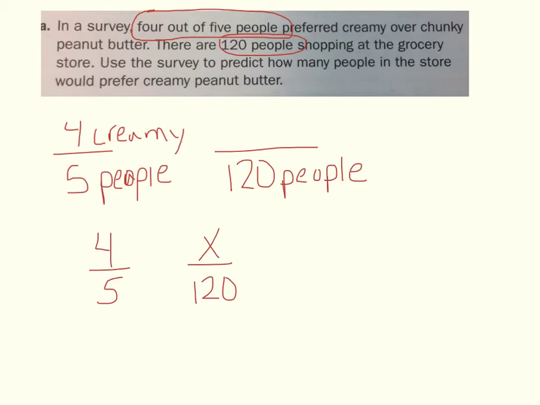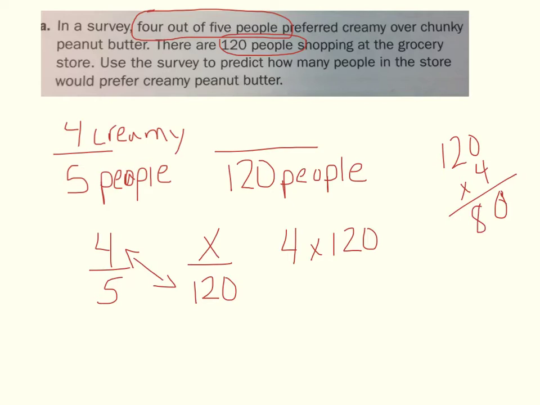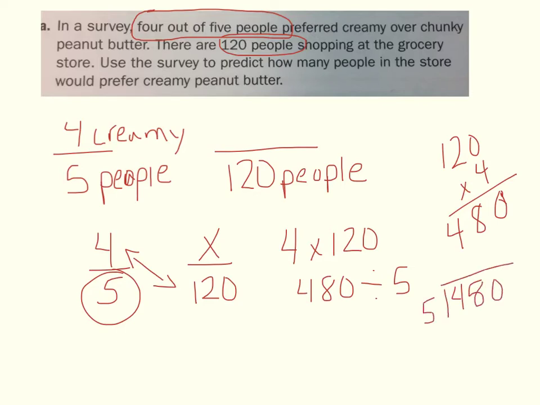I'm going to show you a very simple way to solve this ratio. What you want to do is look for numbers diagonally, and the first step is to multiply those two numbers together. So I'm going to go over here to the side and do my multiplication. 4 times 0 is 0. 4 times 2 is 8. 4 times 1 is 4. So I have 480. I'm going to take that now and divide it by the number that's left. So I'm going to take 480 and divide by 5.